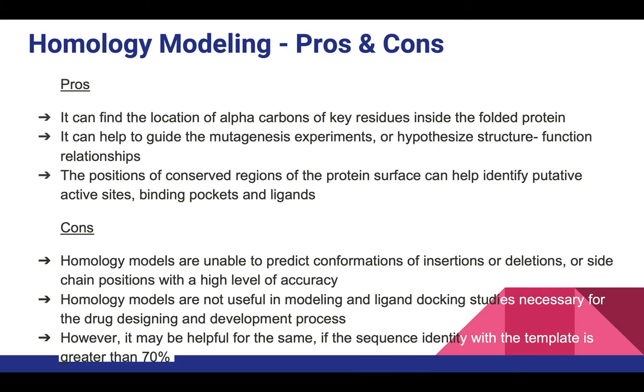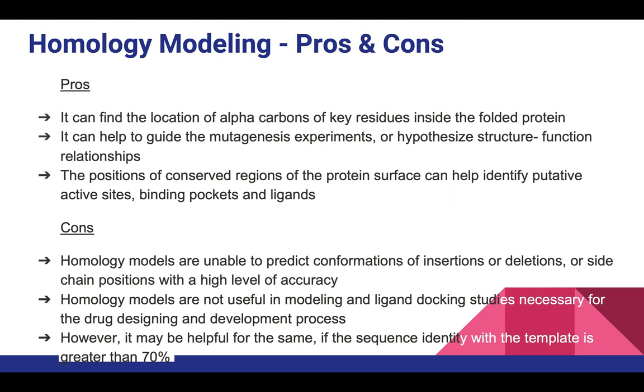All right. So let's have a look at the pros and cons of homology modeling. Of course, everything has two sides. The advantage, or pro, of homology modeling is that it can find the location of alpha carbons of key residues inside the folded protein. That's the specialty of it. We have come a long way with the technology, and it can do that very efficiently.